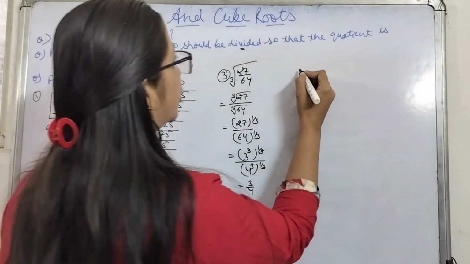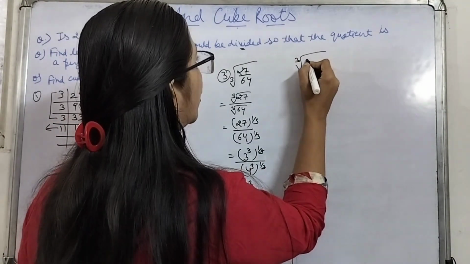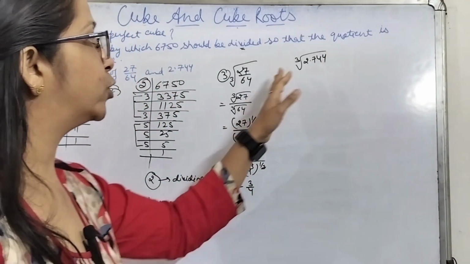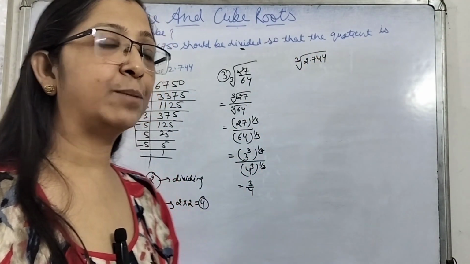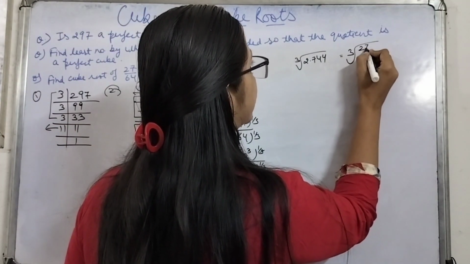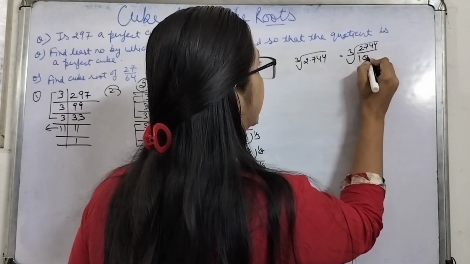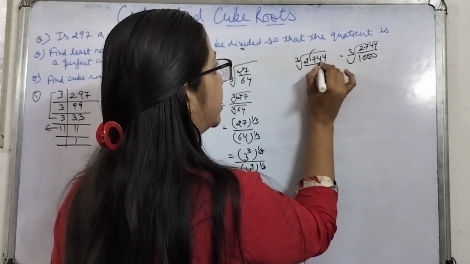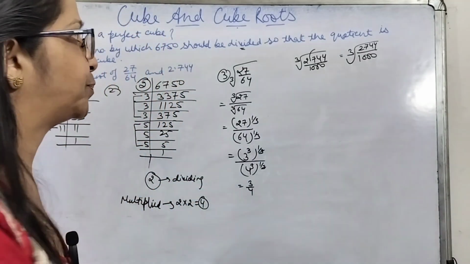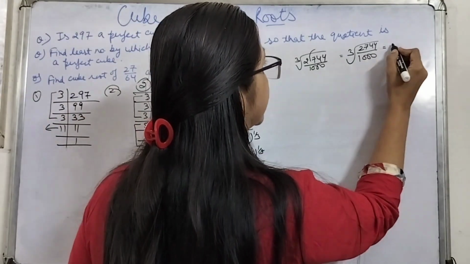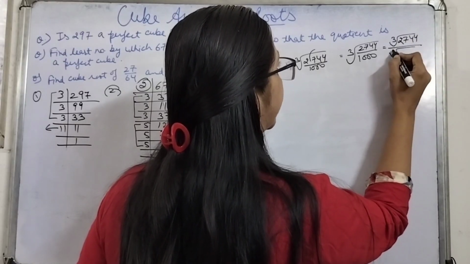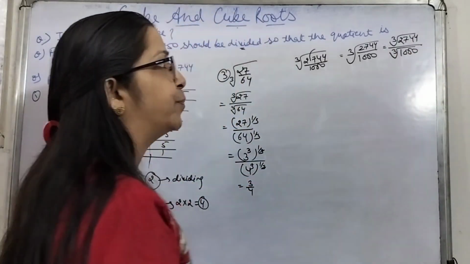The next is the cube root of 2.744. We know if we have to find the cube root of a decimal number, we will be removing the decimal. So here we can write this number as 2744 divided by 1000, because if we remove the decimal, there are 3 decimal places, so 1000 will come in the denominator. And separately we can find the cube root of 2744, and separately we can find the cube root of 1000.